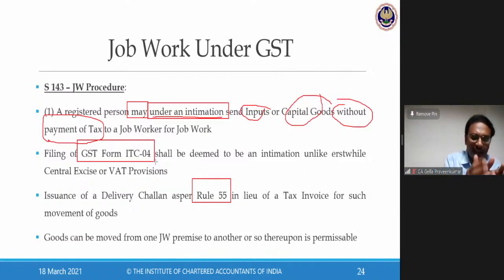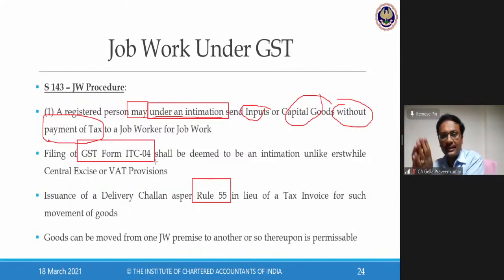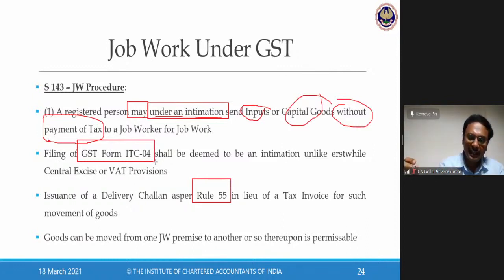From job worker A, it goes to job worker B. Job worker B puts the electric cables and connectors into that particular battery. From there, it goes to job worker C. Job worker C does the soldering, assembly, testing, and the final work. After job worker C's process, it will come back to the Exide factory as it is. Now, there are three people in the job work activity.